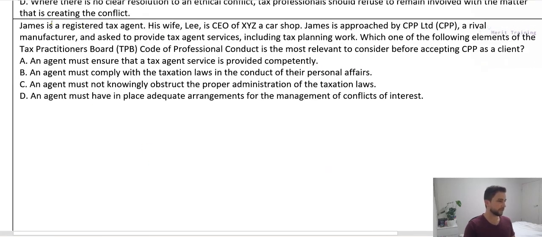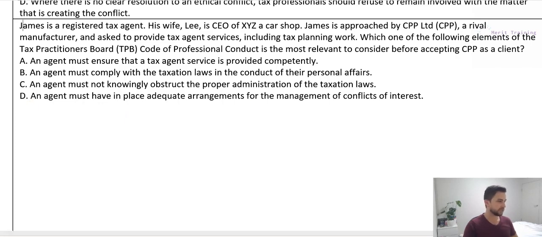Okay, so let's now move on to the next question. So James is a registered tax agent. His wife Lee is CEO of a car shop. James is approached by CPP, a rival manufacturer, and is asked to provide tax agent services, including tax planning work. Which of the following elements of the TPB Code of Professional Conduct is most relevant to consider before accepting CPP as a client?